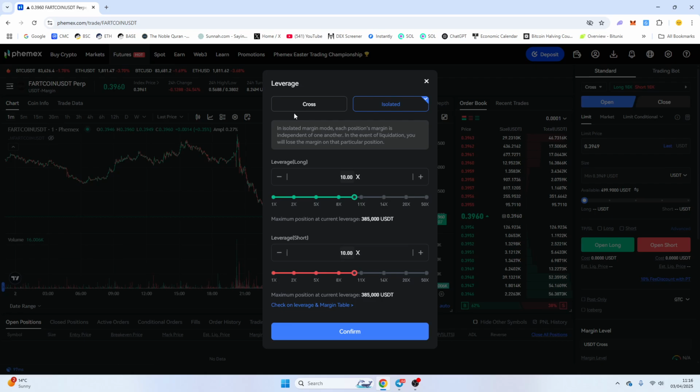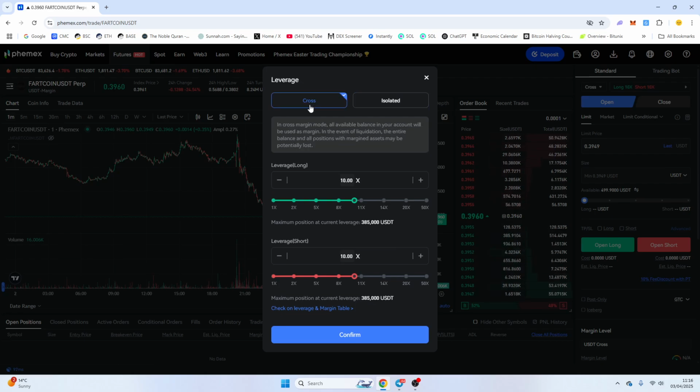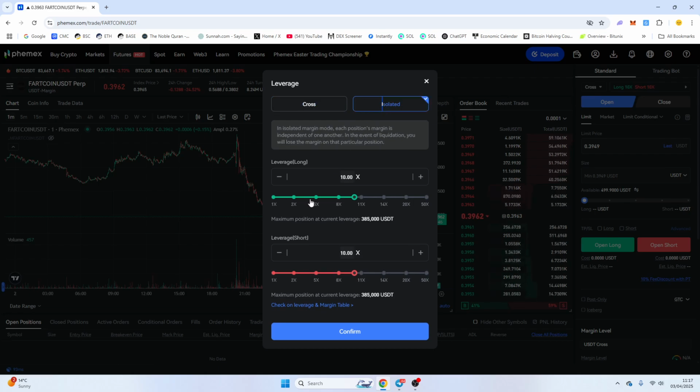The difference between the two, cross basically says even if you put $10 into a position, but you have $1,000 in your account, it will use your $1,000 after you come out of position or you're liquidated. It will burn through all of your funds basically to keep your position alive. I prefer to use isolated on a potentially low leverage. So I'm going to go with a 5x. I would recommend if you're new anything below 10x.